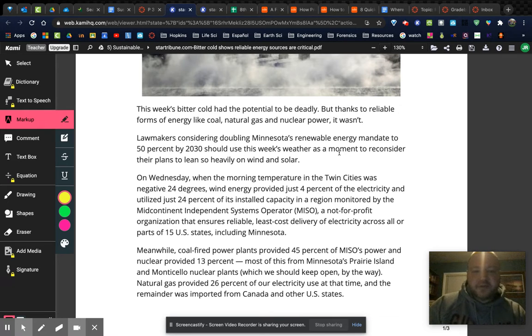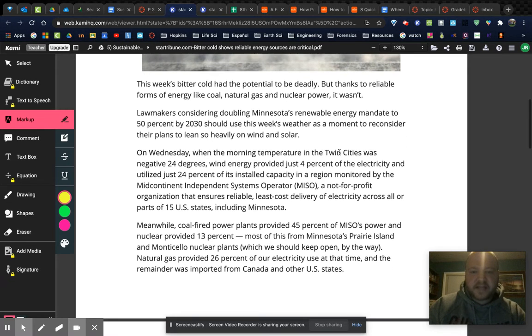It says, this week's bitter cold had the potential to be deadly. Again, this was 2019. But thanks to reliable forms of energy like coal, natural gas, and nuclear power, it wasn't. Lawmakers considering doubling Minnesota's renewable energy mandate to 50% by 2030 should use this week's weather as a moment to reconsider their plans to lean so heavily on wind and solar. So, already here, I hear the author talking about lawmakers mandating or requiring the government to do something, right? So, this provides me with a clue about the conservative or liberal slant on this article.